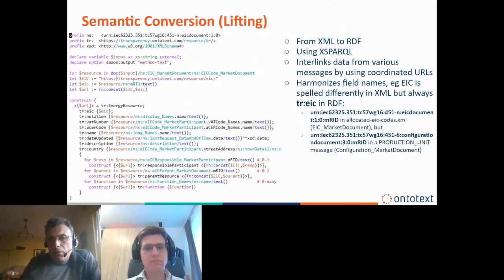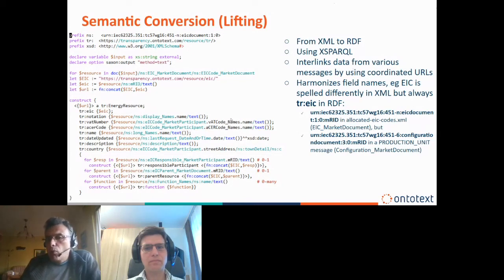This is a sample script. This converts the IEC XML into triples. So it's a sample of this XSPARQL language. And you use coordinated URLs between different scripts that handle different XML messages. Then you get a knowledge graph with coherent integrated information about the complete transparency data.